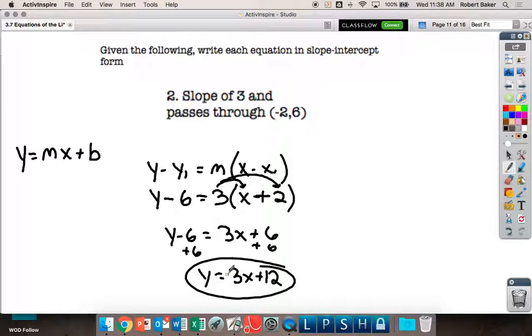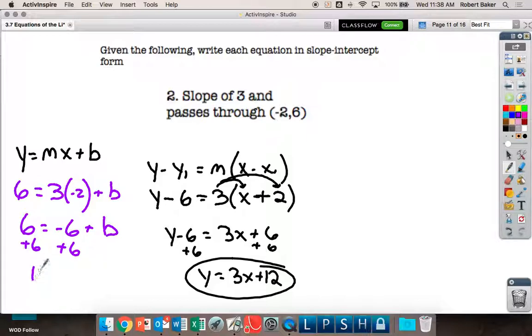Baker, I want it in slope-intercept form. I have a y point, 6. I have a slope, 3. I have an x point, negative 2. I have a b that I'm looking for. 6 equals negative 6 plus b. Add 6. Add 6.